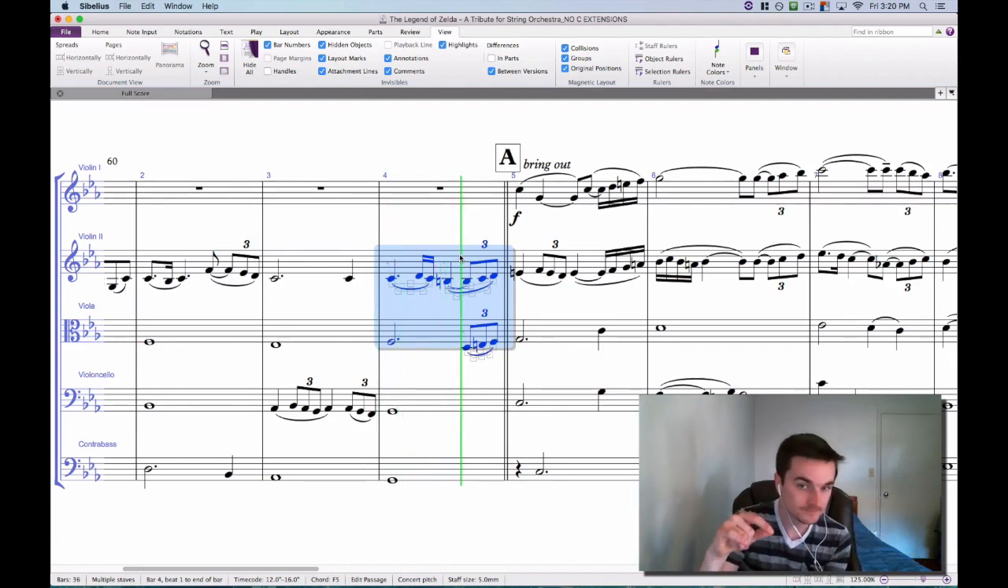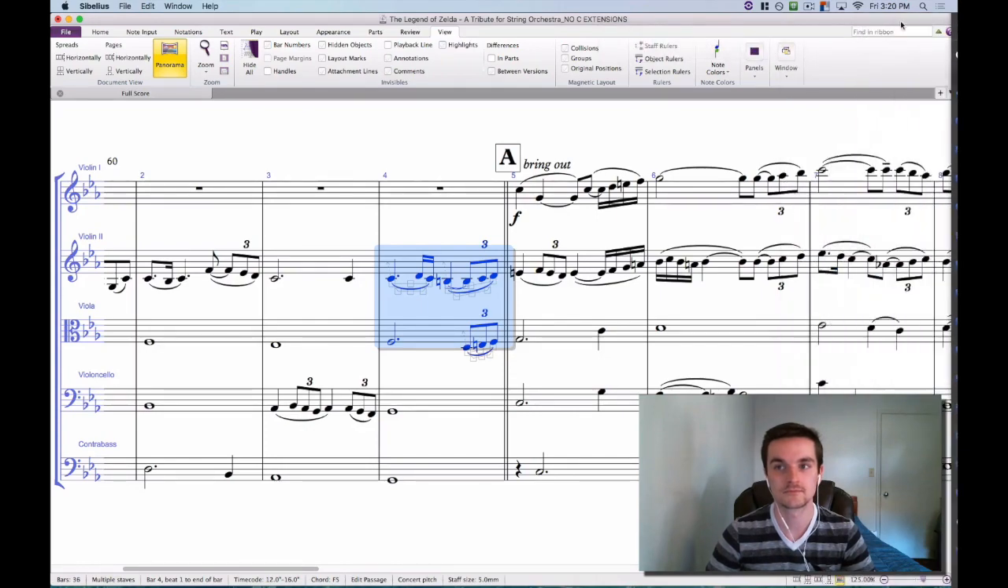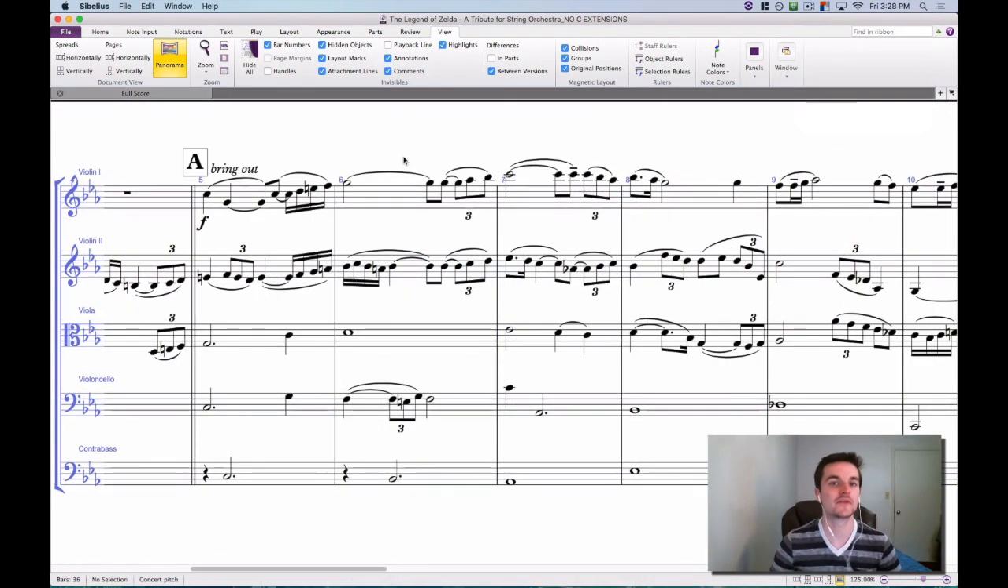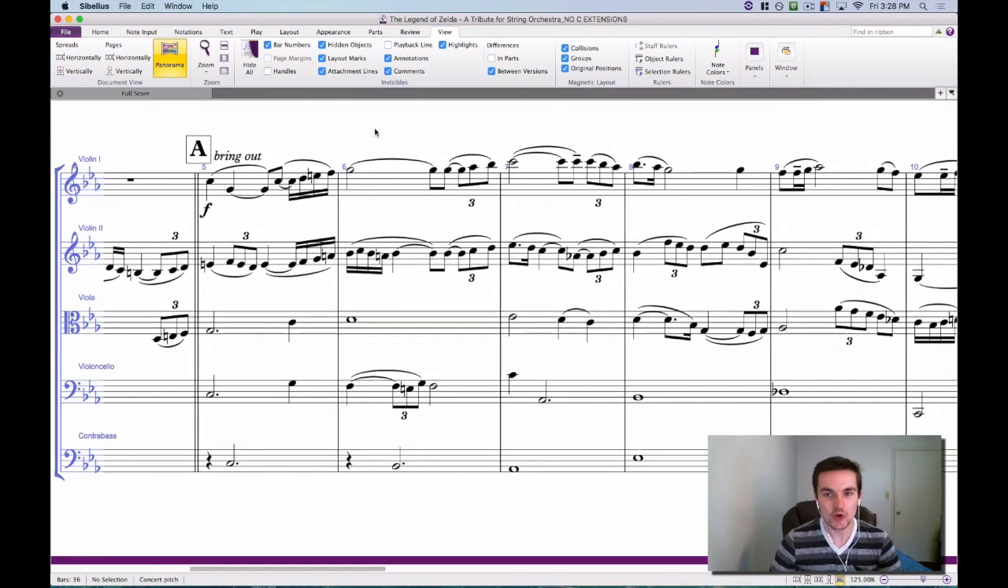Function change. Okay, so this is the main moment when the tune is fully revealed. So I constructed this very, very carefully. I had several goals, okay?